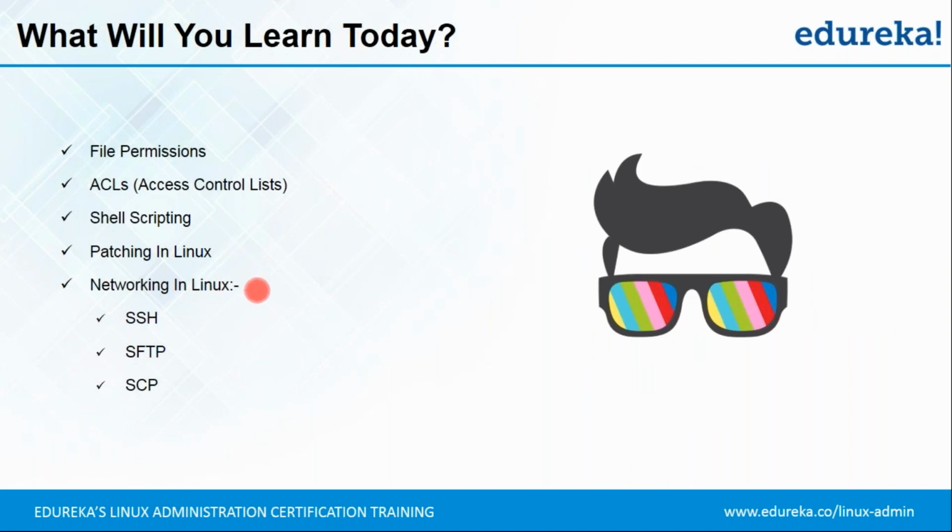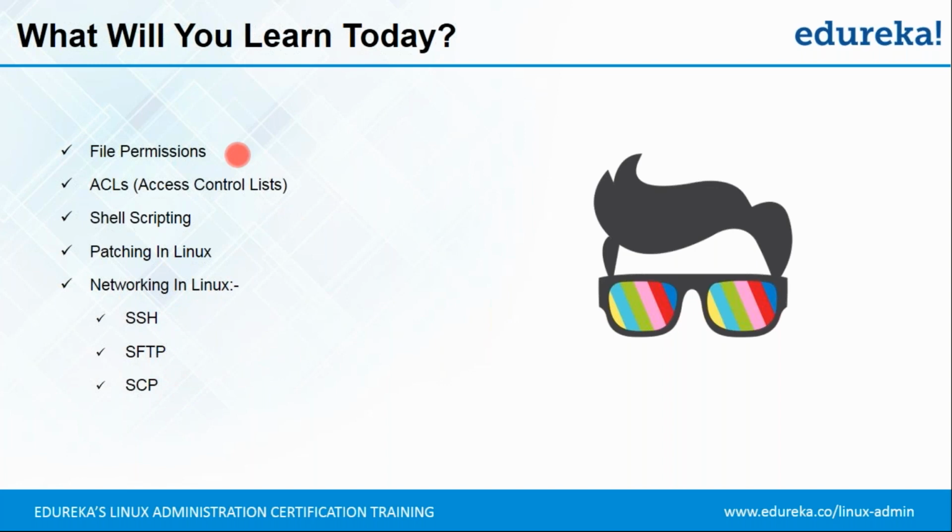Networking again is really, really important. You have three different protocols. The SSH, that stands for Secure Shell, SFTP, that is the Secure File Transfer Protocol, and then we have SCP, right? Secure Copy Protocol. We have these three protocols. So I'll give you a demonstration on all these things. And then of course we have file permissions, which is what I'll start off with.